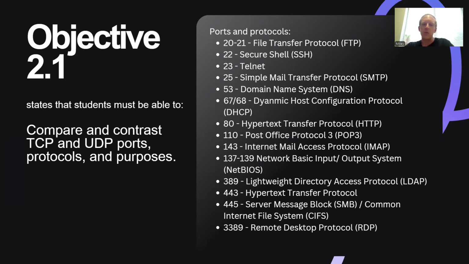Port 110 is Post Office Protocol 3. Port 143 is Internet Message Access Protocol, or IMAP. Port 137 to 139 is NetBIOS, or Network Basic Input Output System. Port 389 is Lightweight Directory Access Protocol, or LDAP. Port 443 is Hypertext Transfer Protocol Secure, or HTTPS, not to be confused with 80. Port 445 is Server Message Block, or SMB. And port 3389 stands for Remote Desktop Protocol.